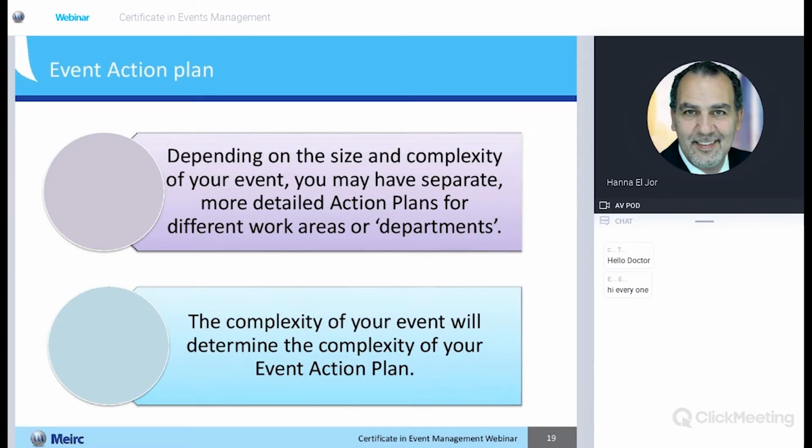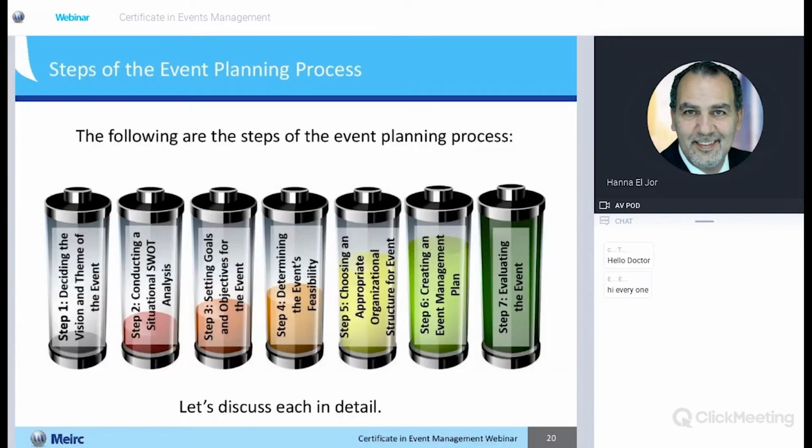Okay, and this is why, depending on the size and how complex our event is, any of those key activities that we talked about should be involved. So the more complicated and more complex the event is, of course, the more complicated and more complex the event action plan will be.